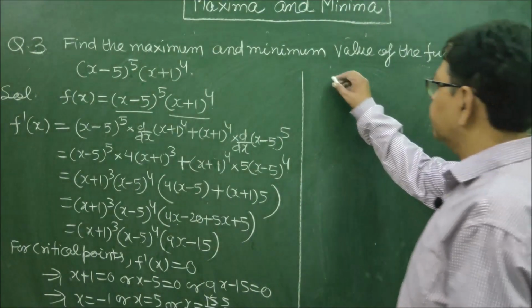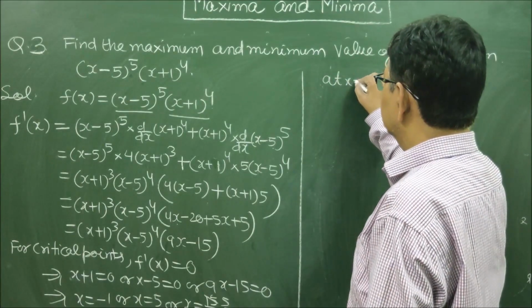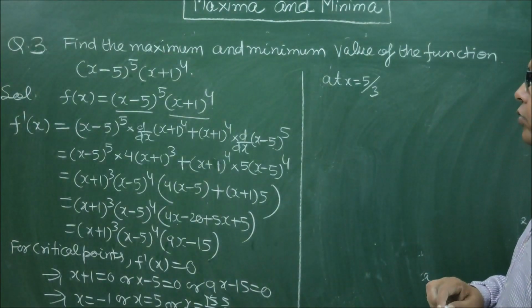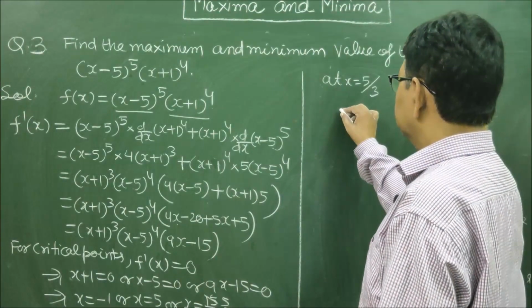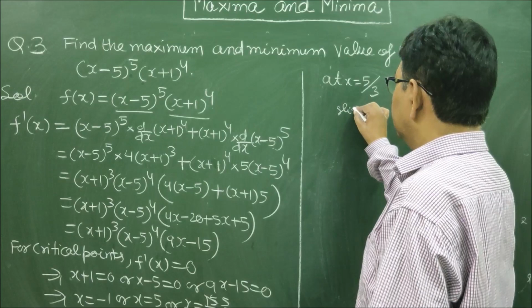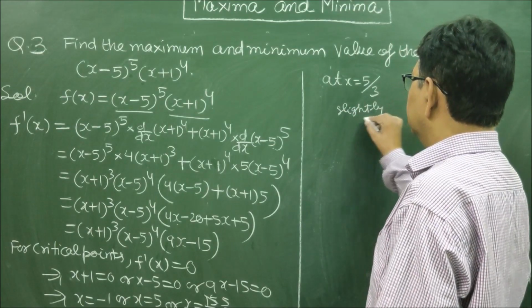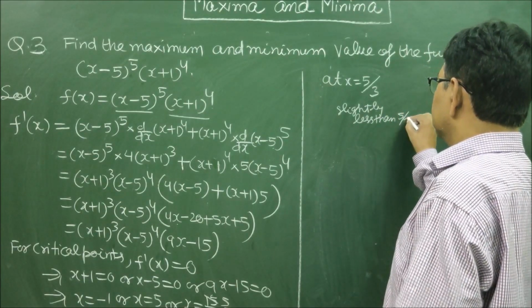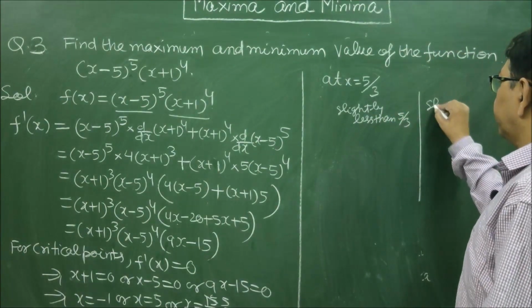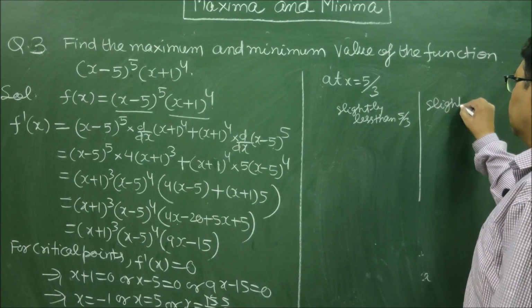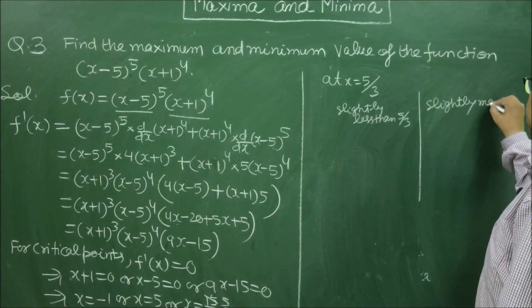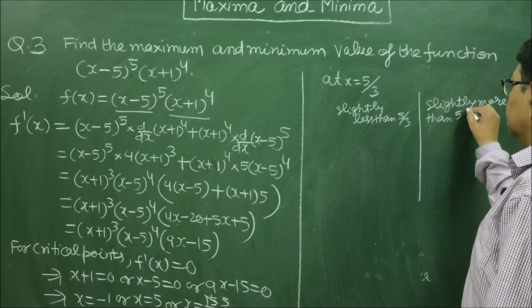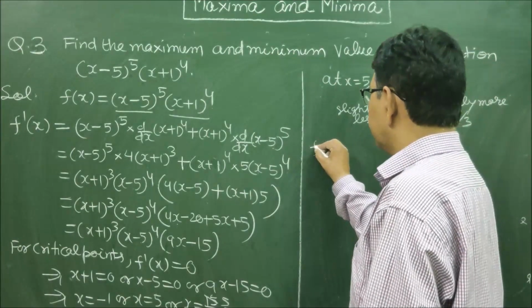At x is equal to 5 upon 3, let us check for slightly less than 5 upon 3, and slightly more than 5 upon 3. Let us check the sign of f dash x.